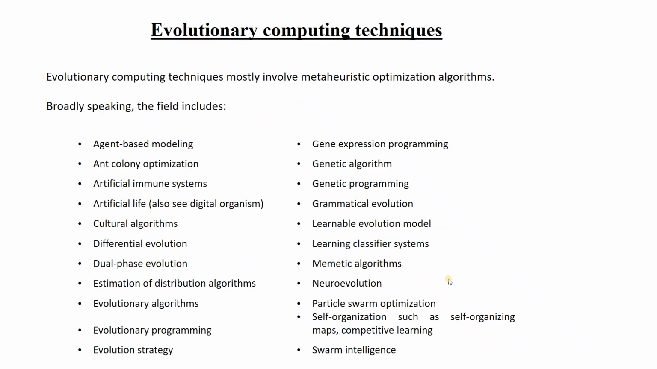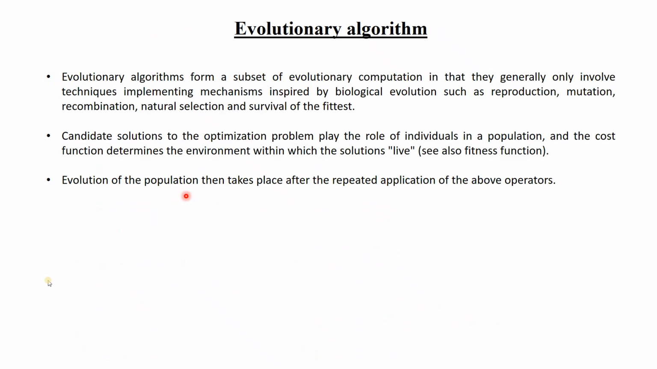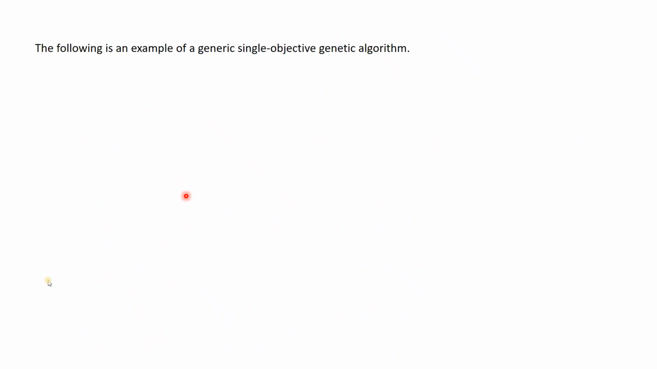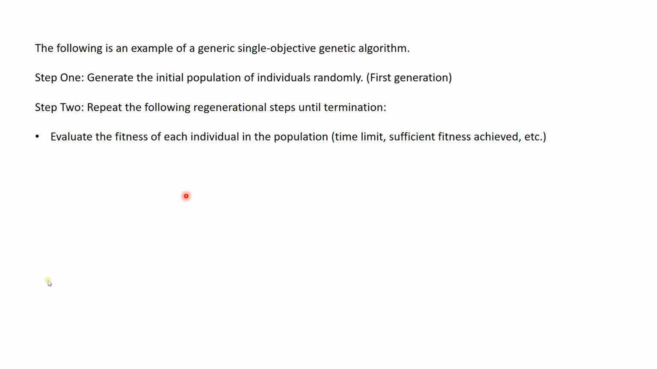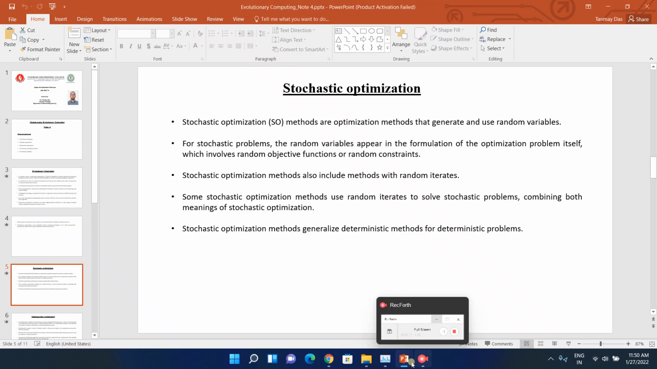Now we have discussed the evolutionary computation techniques, which are nature inspired. You can see most of the techniques are all nature inspired: ant colony, then artificial immune systems. There are different techniques along with that. We already discussed this previously. And they can be single objective also, multi objective also.